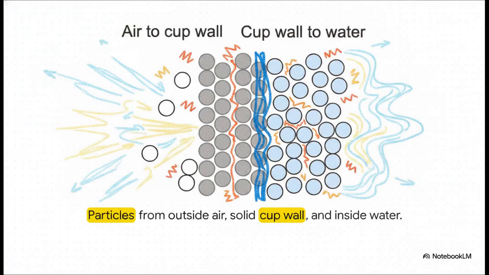Think about how we modeled this setup. You've got the super spread out gas particles of the outside air on one side. On the exact opposite side, you've got the liquid water particles. And smack in the middle, tightly packed together, are the solid particles of the cup wall. That solid wall acts as a barrier, stopping the air particles from just freely mixing into the water.